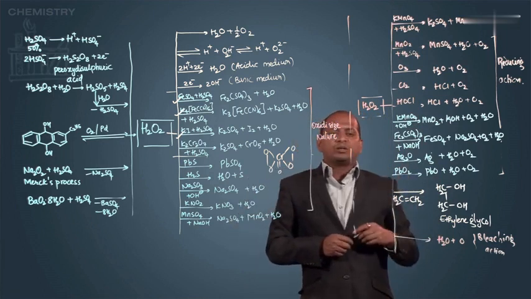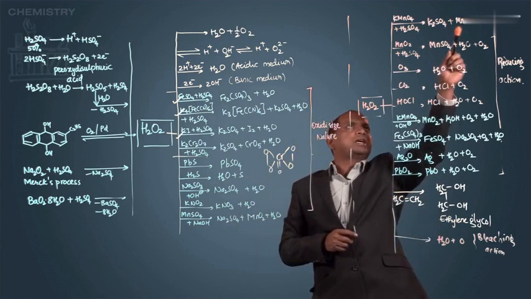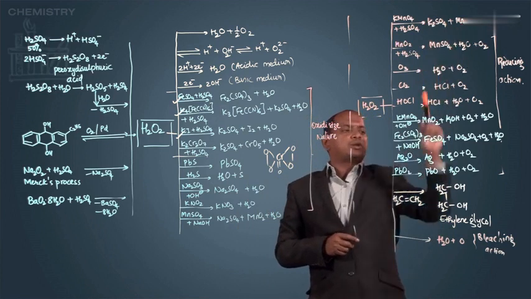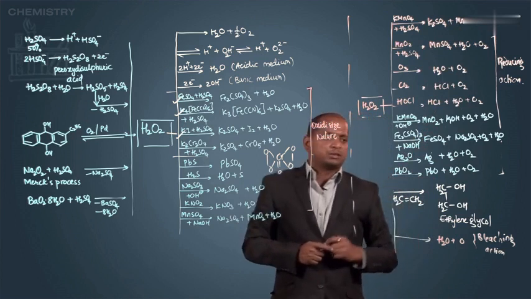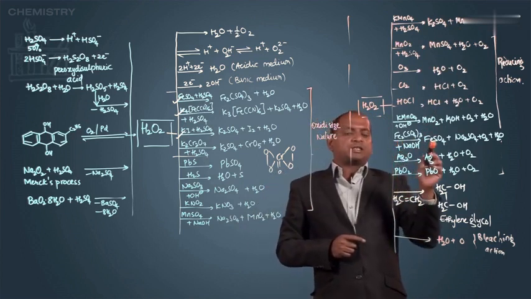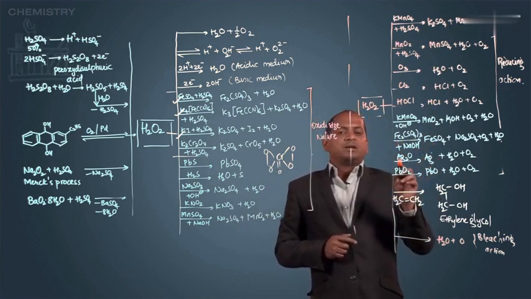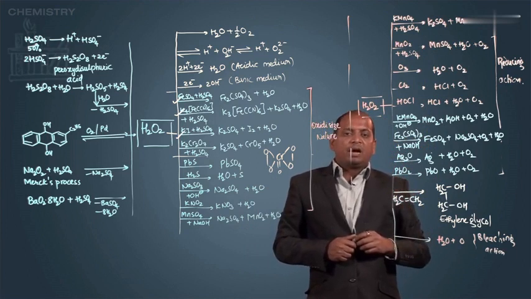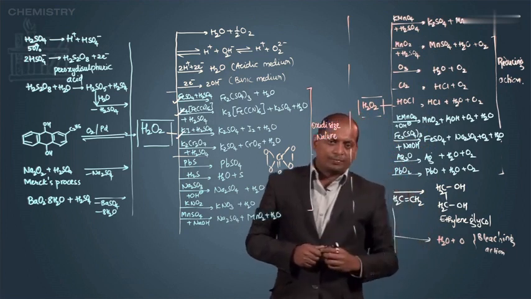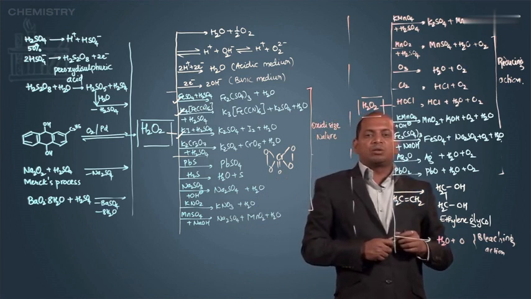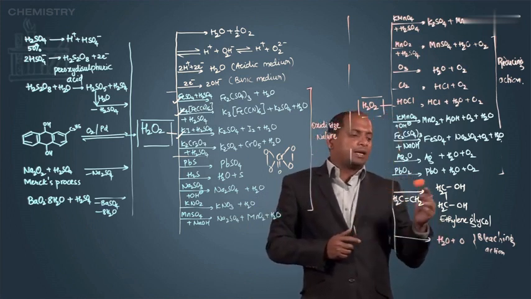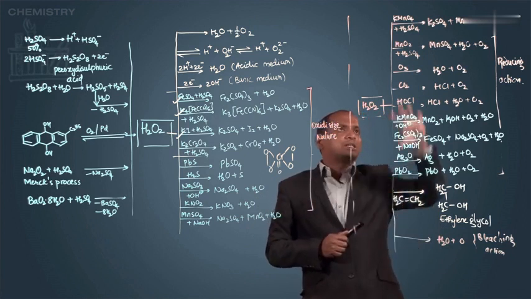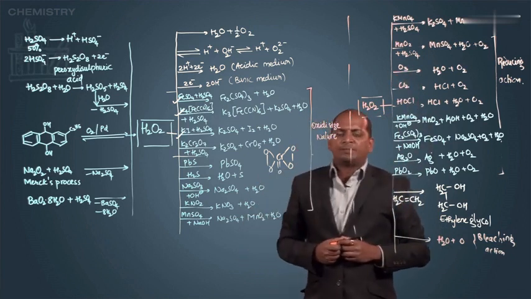So, KMnO4 changes to MnO2. Just see here, KMnO4 changes to MnSO4. Here we have a +4 oxidation state, here we have a +2 oxidation state. Ferric sulfate changes to ferrous sulfate. Silver oxide actually regenerates silver, and that silver is colloidal silver. Lead dioxide gives lead oxide. So, these are all reducing actions.